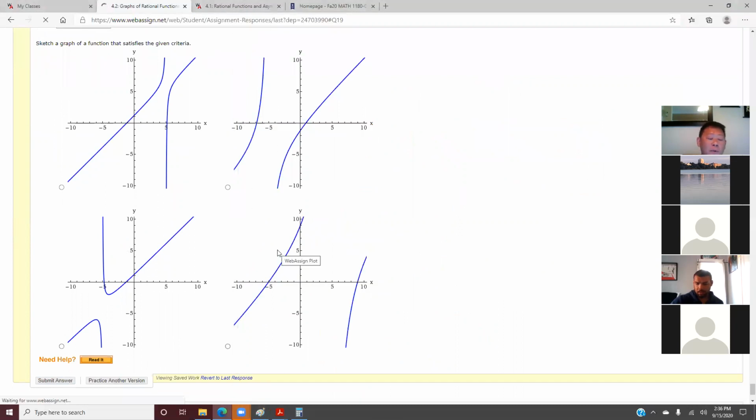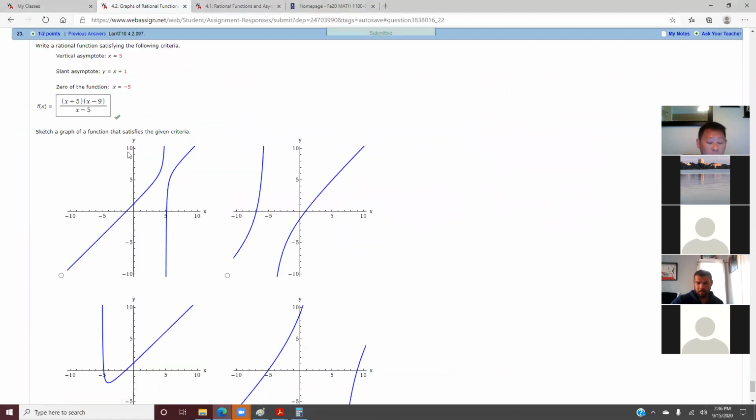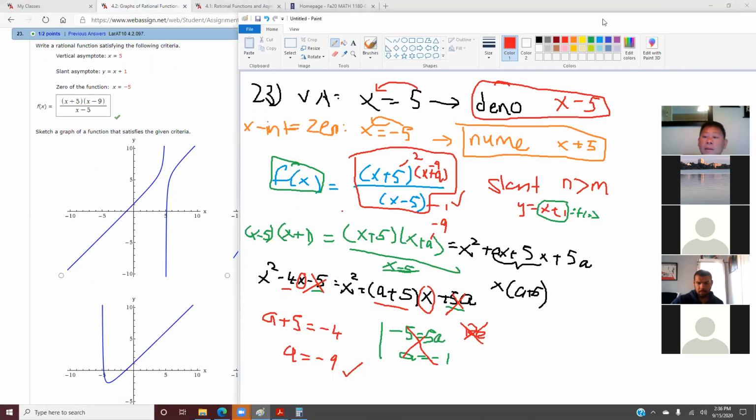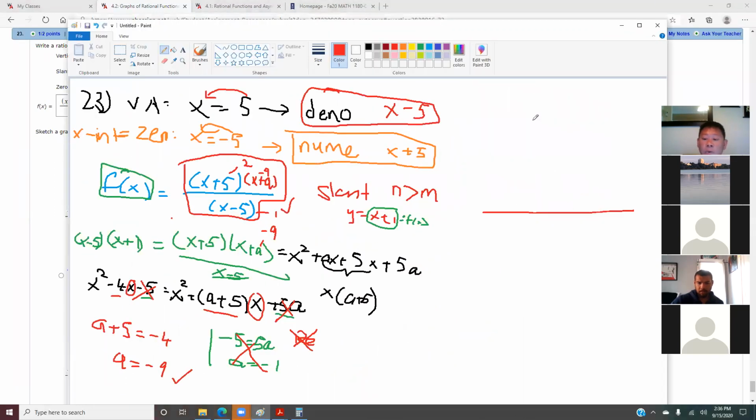And then graphing this is easy because they already provide you the vertical asymptote at 5. So this is 5. The slant asymptote of x plus 1: x plus 1 means that 1, and then go up 1 over 1, up 1 over 1. So you look something like this. And then they have a zero at -5. So at -5, it will cross.